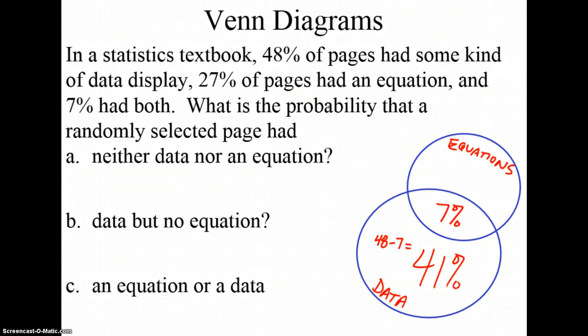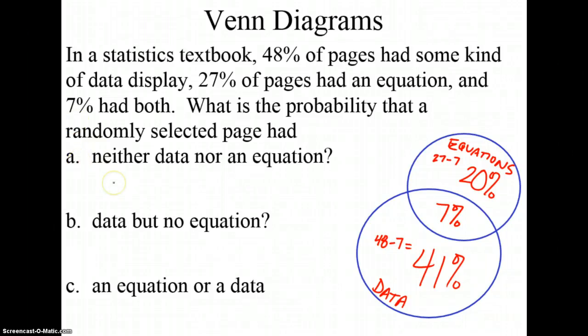And we have 27% have an equation. So this entire circle is 27%. The overlapping part is 7, so this other part here is 27 minus 7, which is 20% equations. So part A, notice A, B, and C might be a little bit different than what's on your PowerPoint. I added this one at the end, so if you can make those adjustments, that would be super.